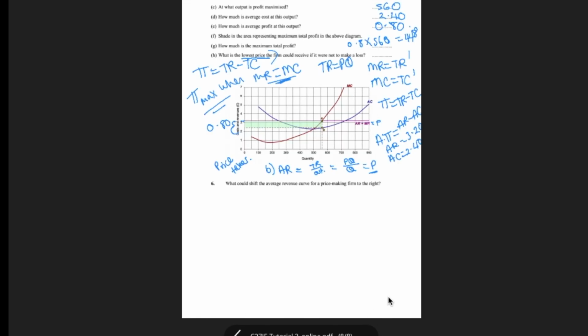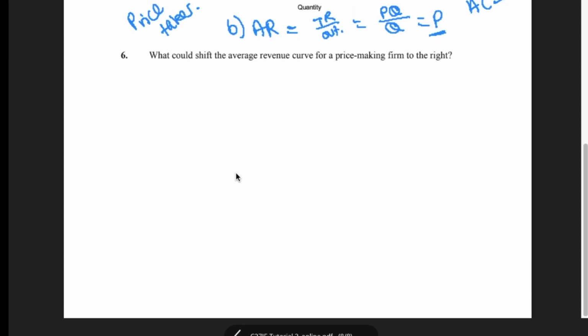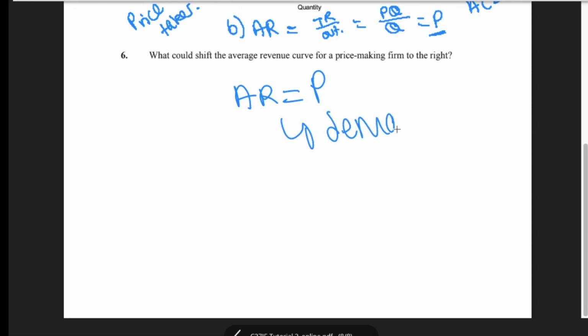Okay, last question then, and I will let you get on with the rest of your day. So 6, what could shift the average revenue curve for a price-making firm to the right? Bearing in mind, what did we just say about the average revenue curve? What did we say average revenue was equal to? Price, good. And in which case, that tells us this must be the demand curve. So anything that shifts the demand curve to the right must also shift my average revenue curve, okay?